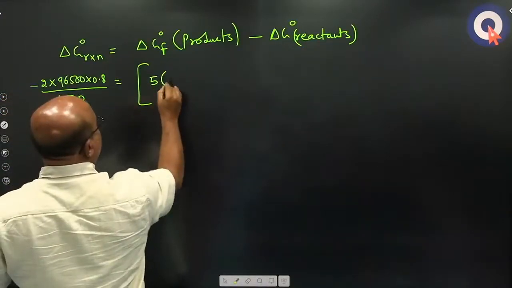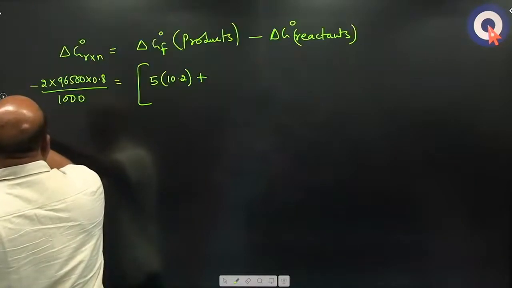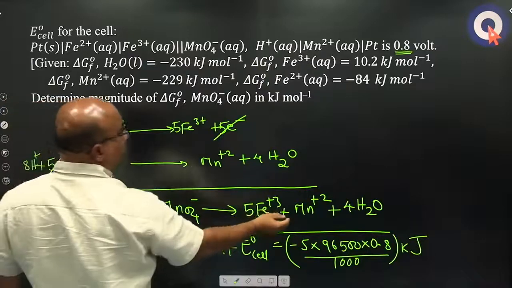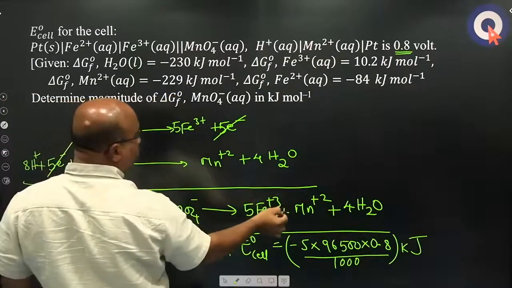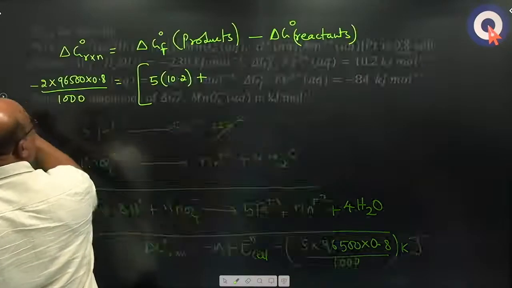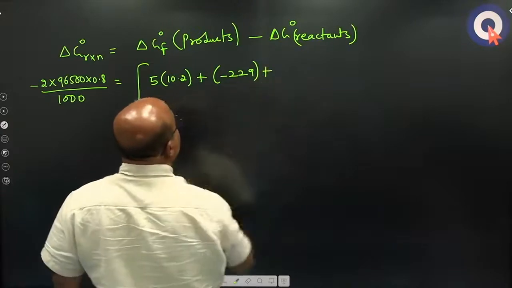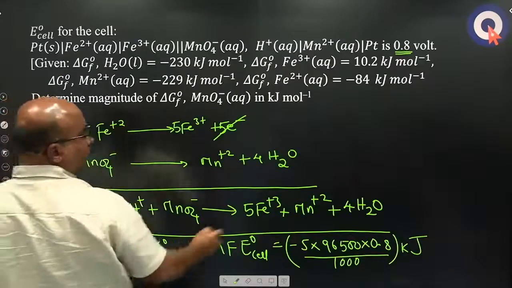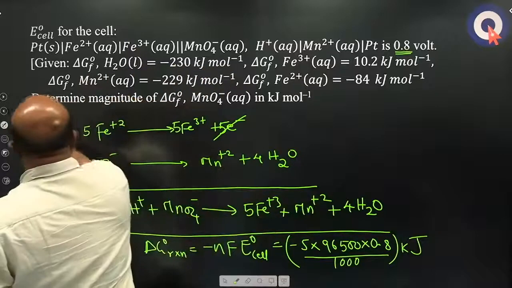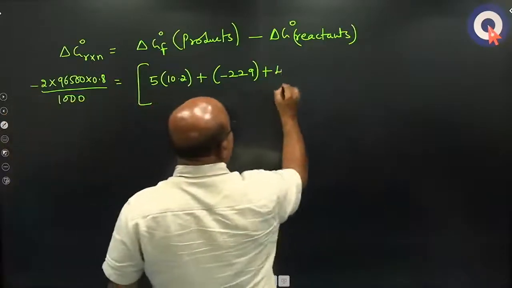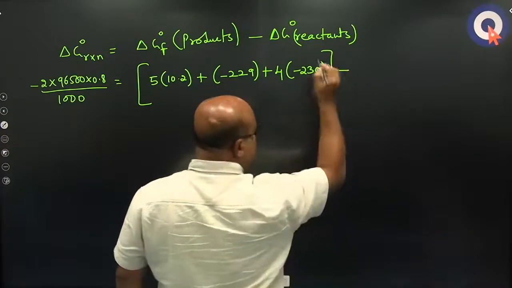So 5 into 10.2 plus, sorry, what is next? Mn plus 2. Mn plus 2 is minus 229. This is per 1 mole, so this is also for 1 mole. So it is minus 229 plus, what is next? That is water. Water is minus 230 for 1 mole. For 4 moles, it's nothing but 4 into minus 230. This is the overall of products.